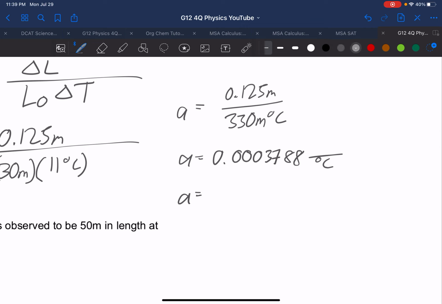Okay. Number 2. What is the length of the steel rod at 20 degrees Celsius? TF is supposed to be 20 degrees Celsius. Observed to be, so TI, 30 degrees Celsius. LO is 50 meters. LF is missing. We're talking about a steel rod. So what is the linear coefficient of a steel rod? I actually forgot. Steel is 12 times 10 raised to negative 6. I think 23 is aluminum.